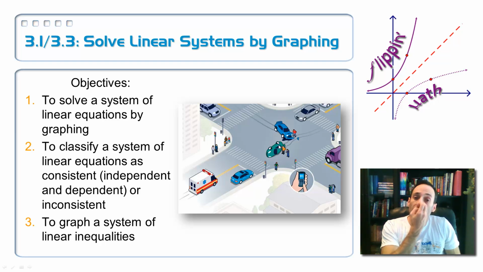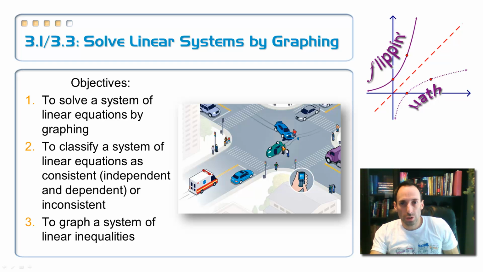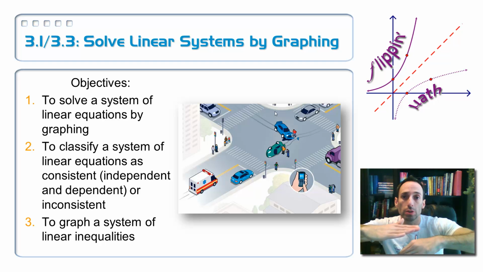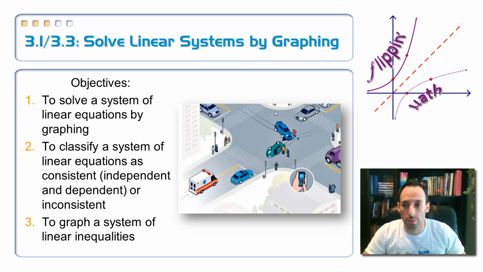Okay, number 2, classifying the system as consistent, which means they have a solution. It's either independent, which means they have one, or dependent, which they have infinitely many. It's basically the same line. Or inconsistent, they are parallel to each other and there is no solution. And then finally, solving a system of linear inequalities. You do that by graphing, and you're finding the color that all 3 of them or 2 of them have in common.